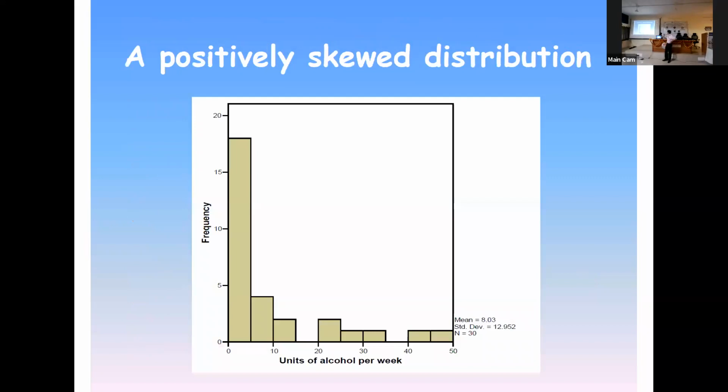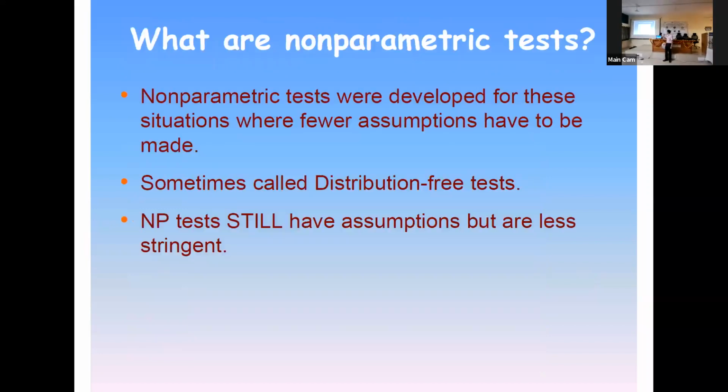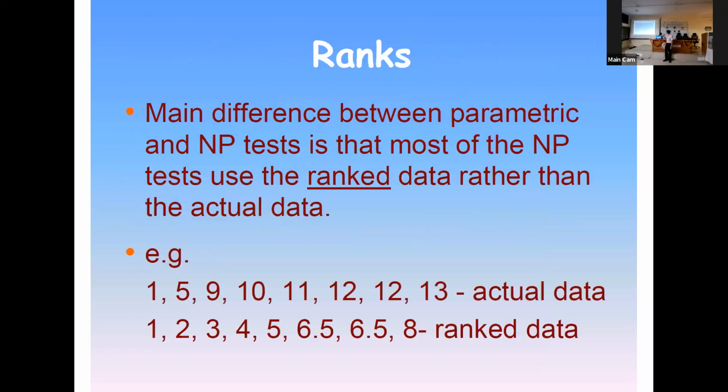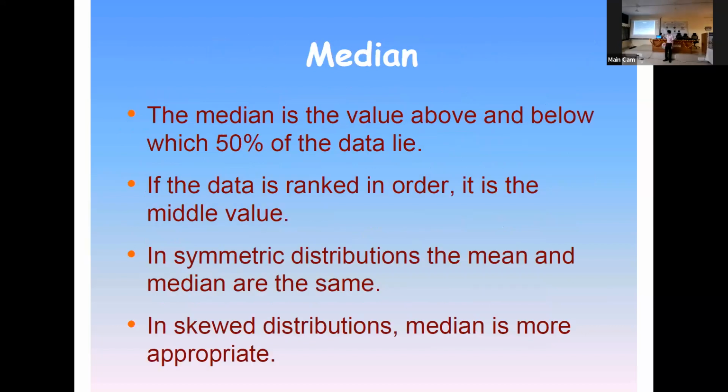This is data which is positively skewed. If you have data like this, you cannot use Z-test, T-test and all those things, because there is a clear assumption that data is coming from a normal distribution. Here you cannot do that. So what are non-parametric tests? I have already explained. I have given the idea of rank. Median: you know median. Median is the middle value.